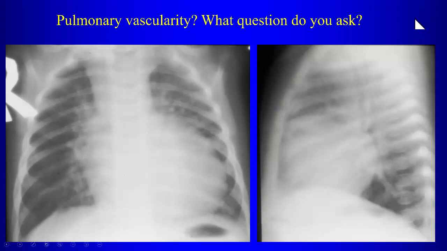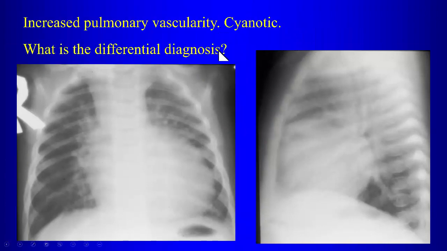What do we think of the pulmonary vascularity here? Increased. What question do you ask? Cyanosis or not cyanosis, right? Well, here I'm going to tell you the patient is cyanotic. So what category are we in now? Not right to left shunts. You're in the category of admixture lesions or bidirectional shunts.